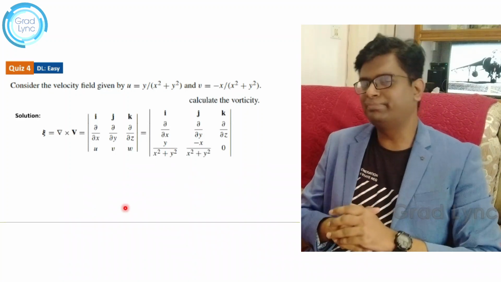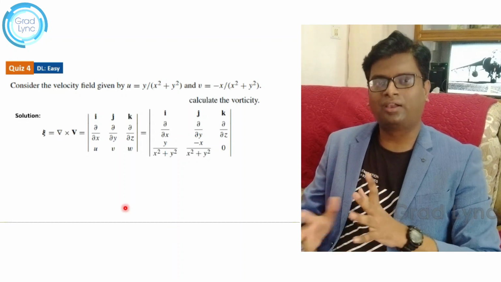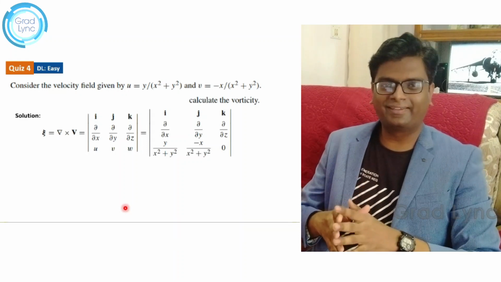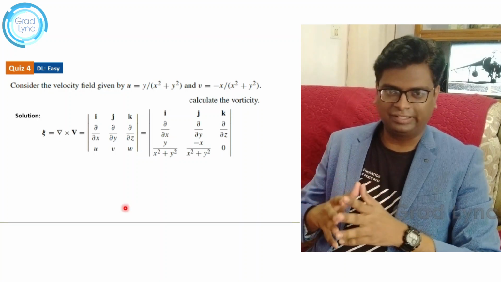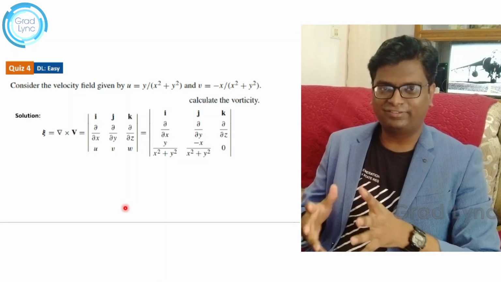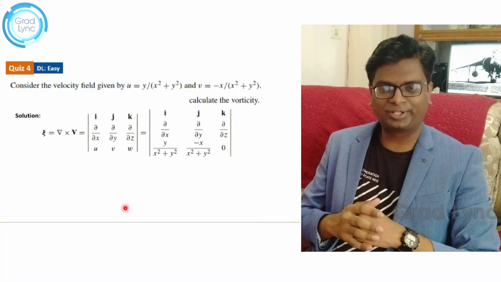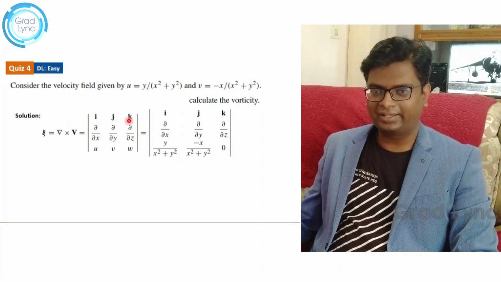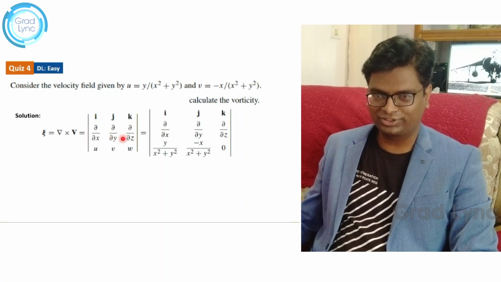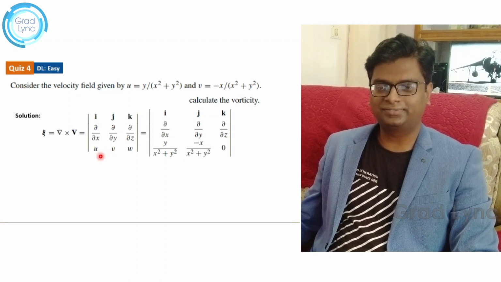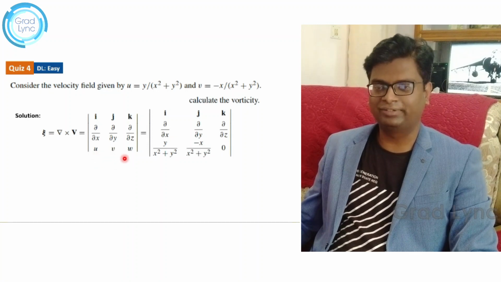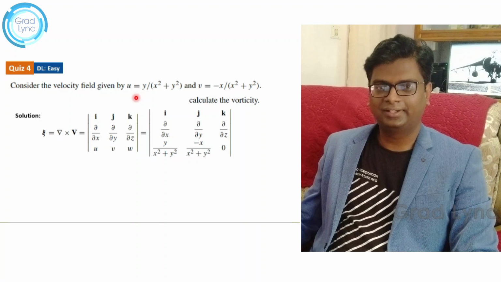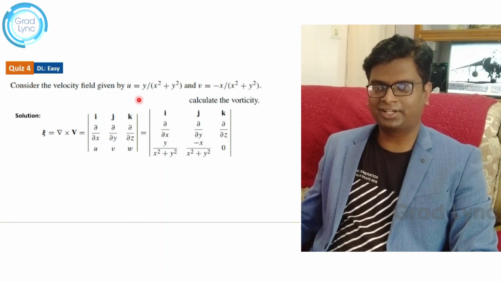Now the procedure is very simple. We have already discussed what is a curl of a vector quantity. In this case, that vector quantity is velocity. So the vorticity is nothing but curl of velocity vector. I can write it in the form of a determinant in which the first row consists of i, j and k. The second row consists of the del terms, dou by dou x, dou by dou y and dou by dou z. And the third row consists of the velocity components in x, y and z direction, u, v and w respectively.